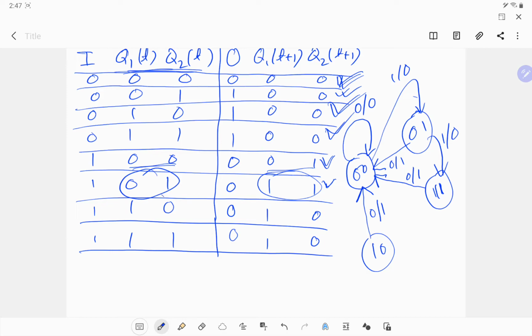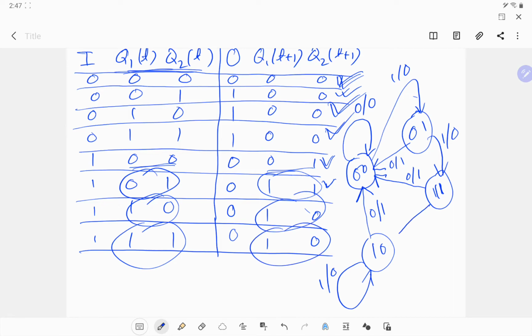Then we got 10 to 10. So it's no change. 10 to 10, input is 1, output is 0. Then the very last combination, 11 to 10. The input is 1 and output is 0. So that's the corresponding state diagram of the state table. So if we are given a state table, then we can find the state diagram.